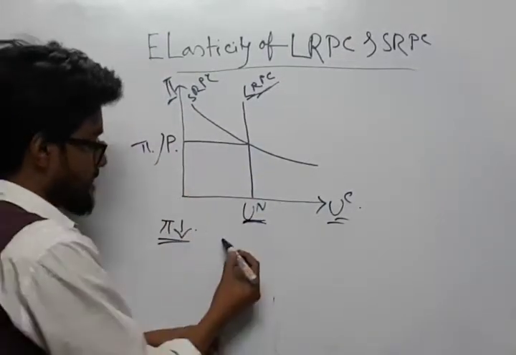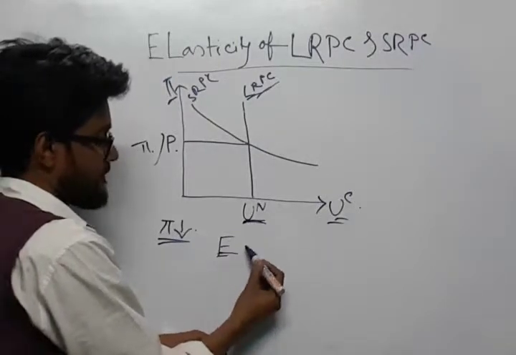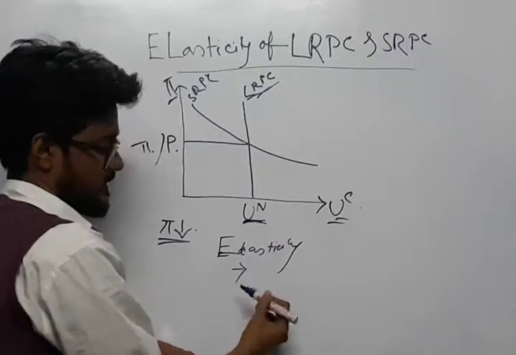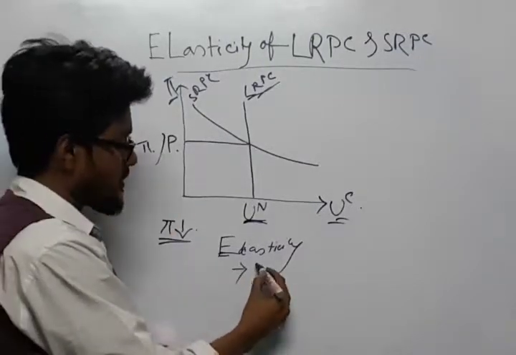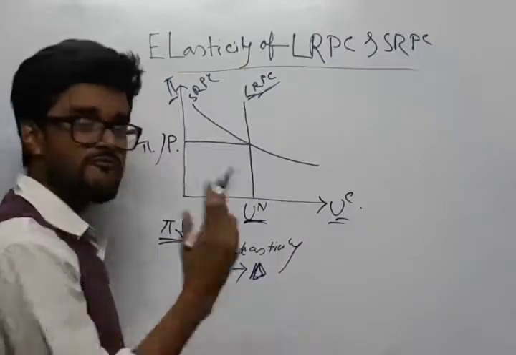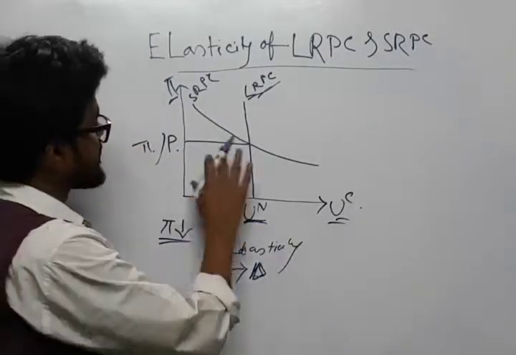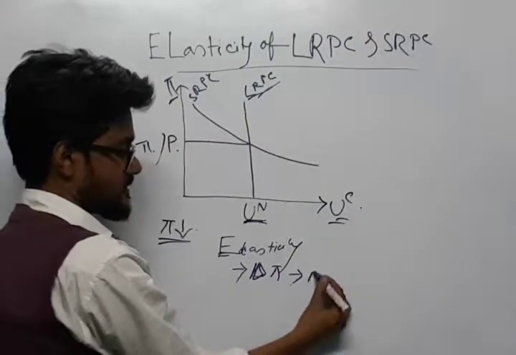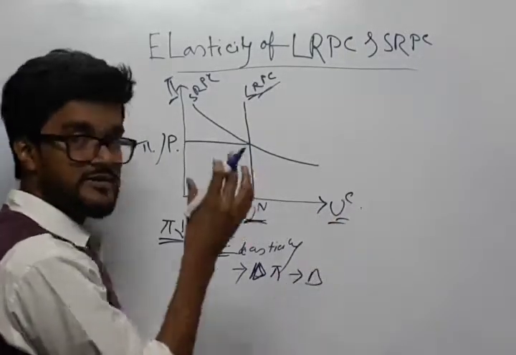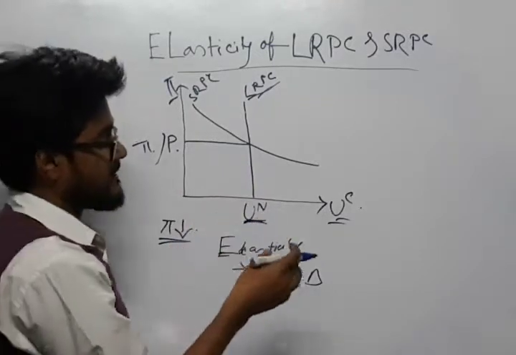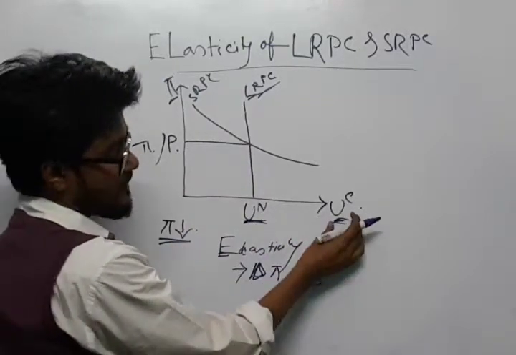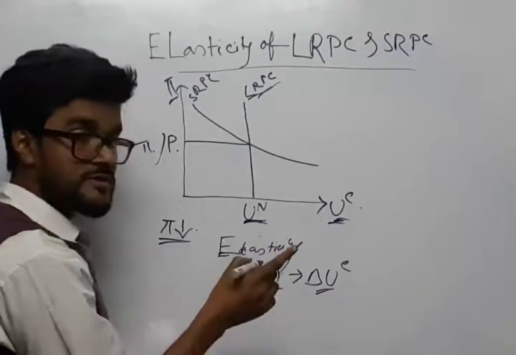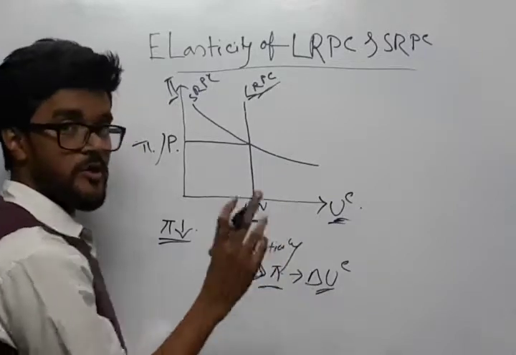So now, the basic definition of elasticity is that due to a change in one factor, say here for example inflation, how much the related factor that we are examining, which is cyclical unemployment, changes. That is, if this changes by 1 unit, how much does cyclical unemployment change.